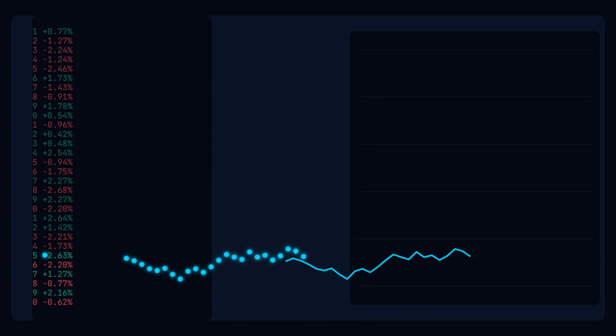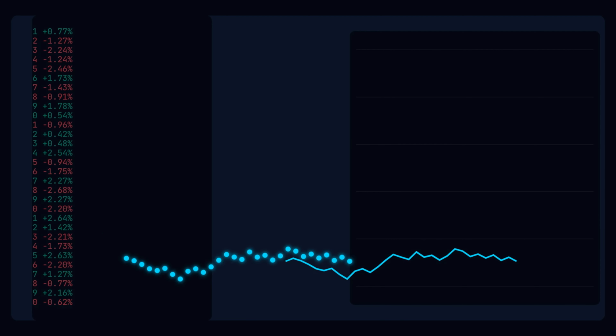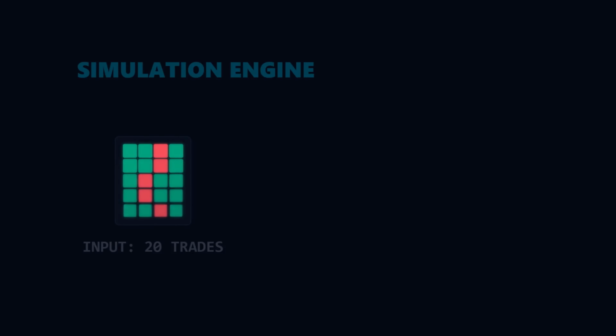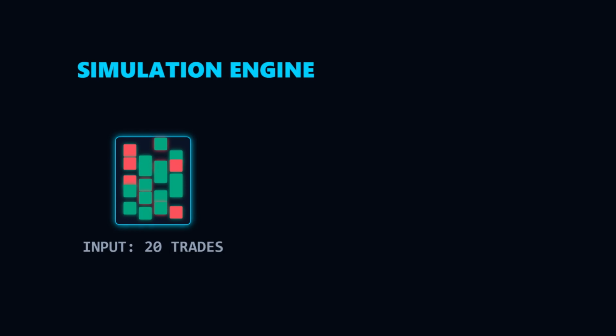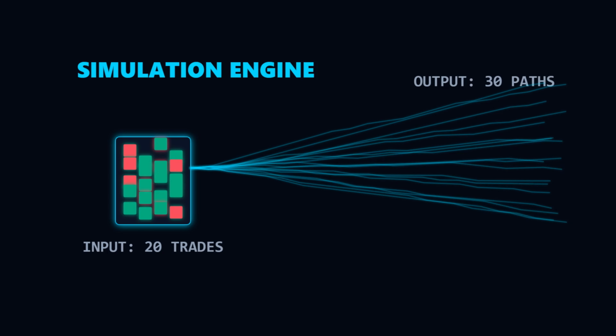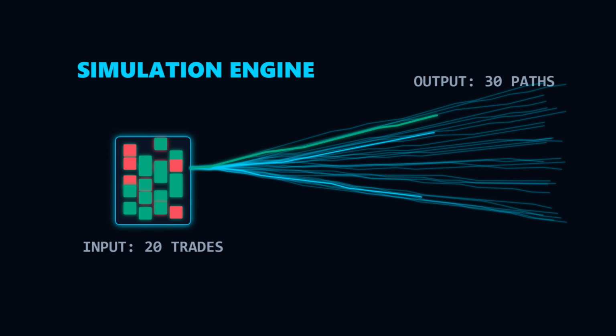But here's the problem. That exact sequence only happened once. There are thousands of other possible sequences that could have happened. What if your losing trades happened earlier? Or what if you experience a 15-trade losing streak right at the beginning? This is where Monte Carlo helps. Instead of changing the actual trades, it changes the order of those trades. It randomly reshuffles them thousands of times. And every single simulation creates a slightly different equity curve.